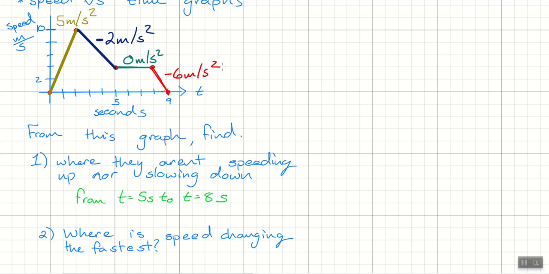Yes. If that were -6, it's not. I'm using this as an example. Where is my speed changing the fastest? 8 to 9 seconds, right, on that interval. Okay, using the graph, doable or super hard?